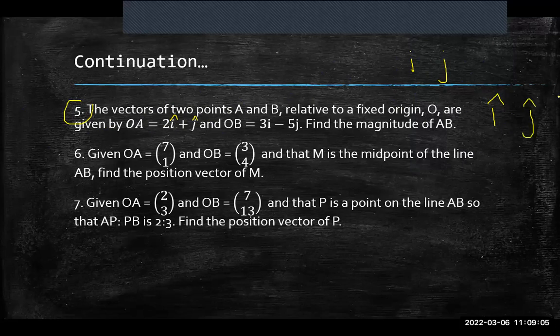It's called a hat, right? And that's how you represent unit vectors. But like I said, when we get to unit vectors, I'll show you that. So it should really be i hat, j hat. Anyways, and OB is 3i hat minus 5j hat. Find the magnitude of AB.